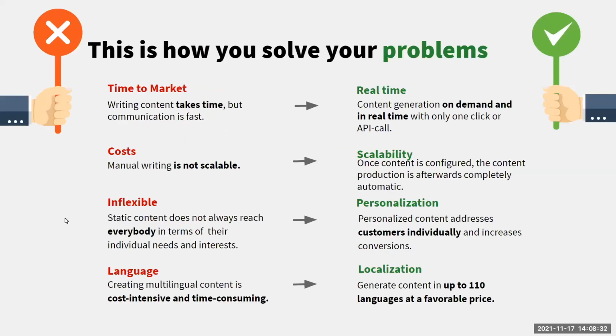What problems can automated content solve for you? Automated content can help you create the content faster, because once it's configured in our machine, for example, the time from adding a data set to our system to producing the finished text is just seconds. For example, you are an e-commerce business and you get some new stock.